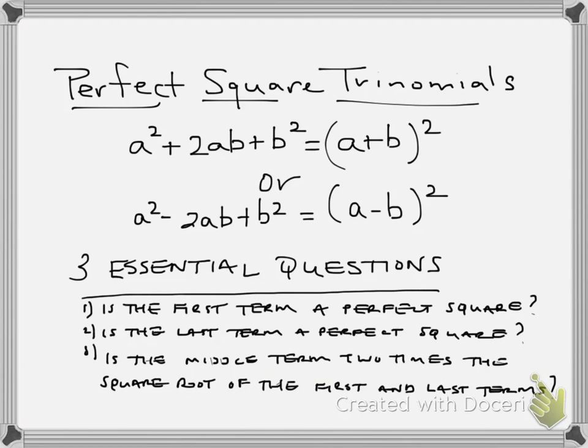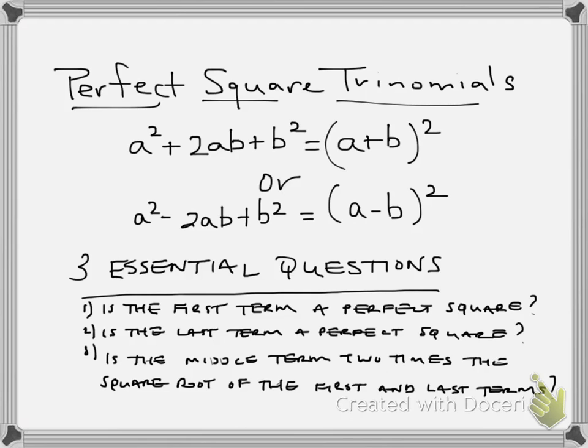Okay. So we just did the difference of squares, which is going to kind of connect a little bit to perfect square trinomials. Now, again, similar concept as difference of squares as far as a shortcut method, and it makes it a little bit easier to factor.